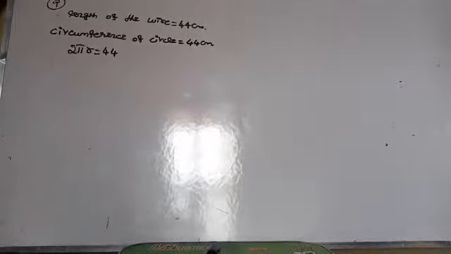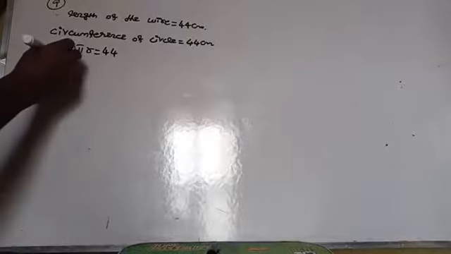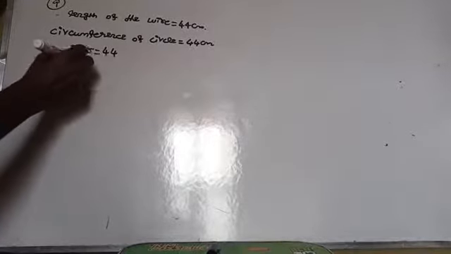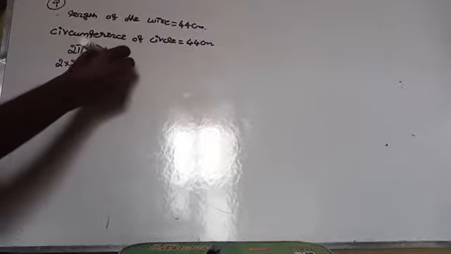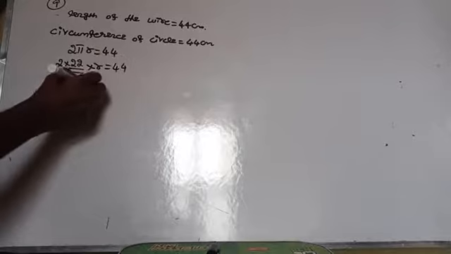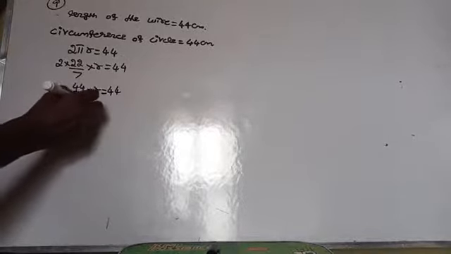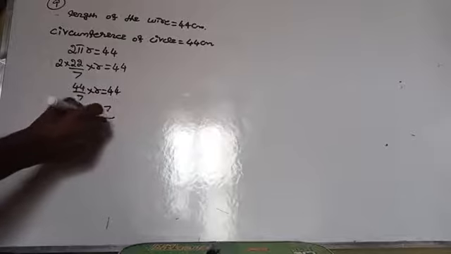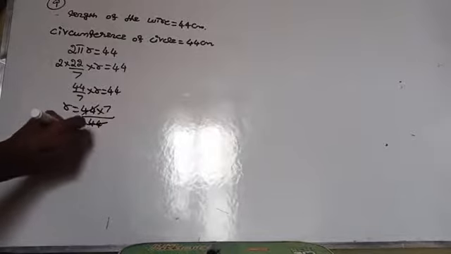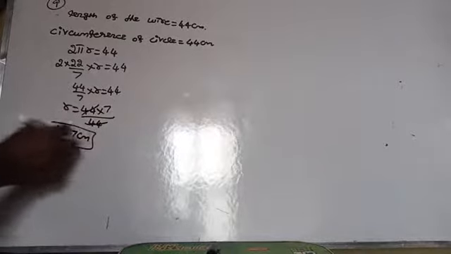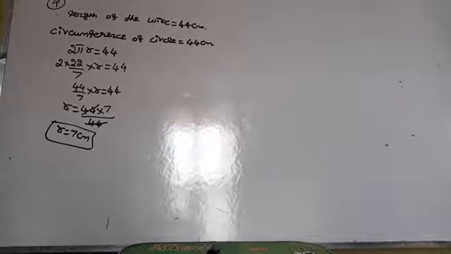Take the value of pi as 22 by 7 because the value of pi is not given. So 2 into 22 by 7 into radius r is equal to 44. 2 into 22 is 44 by 7 into r equal to 44. So r equal to 44 into 7 by 44. 44 you can cancel, then r equal to 7 cm, which is the radius of the circle.